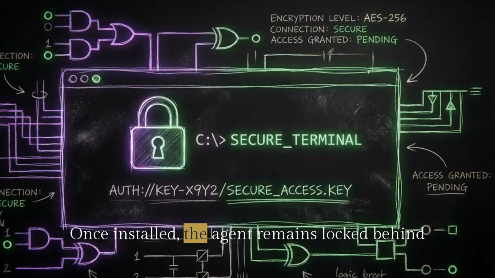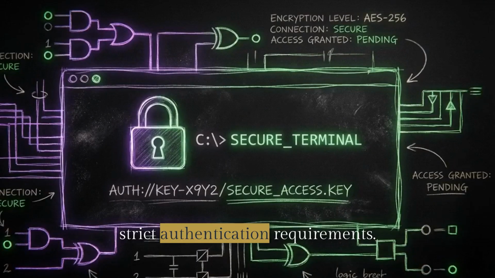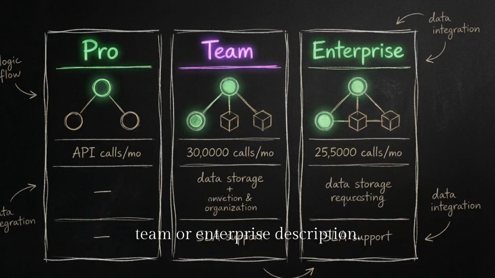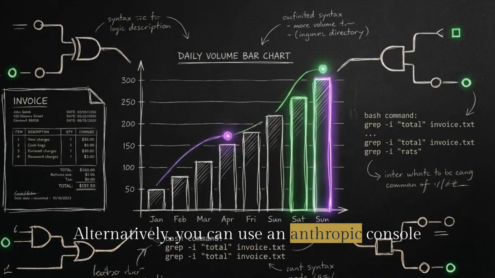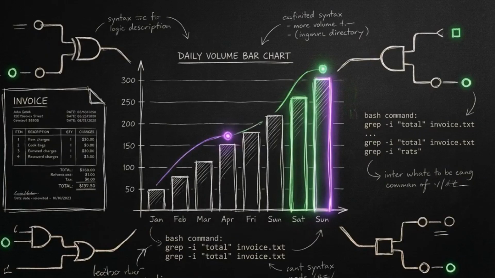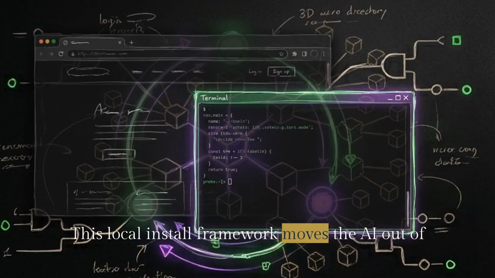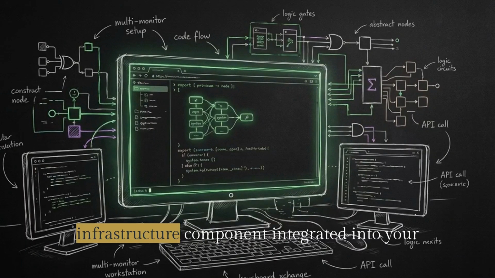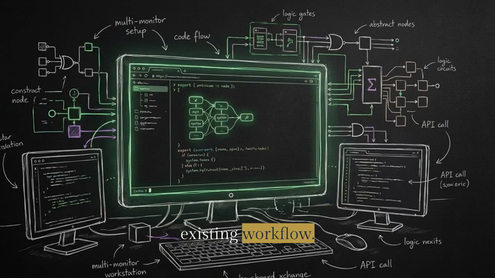Once installed, the agent remains locked behind strict authentication requirements. Activation requires an active paid Claude Pro, Team, or Enterprise subscription. Alternatively, you can use an Anthropic console account with billing explicitly enabled for API token usage. This local install framework moves the AI out of the browser. It functions as a secure, professional infrastructure component integrated into your existing workflow.